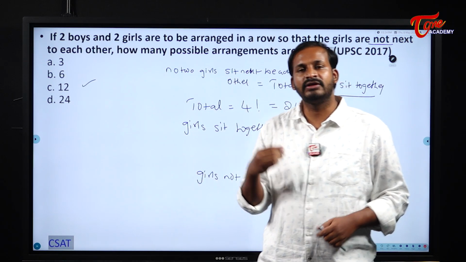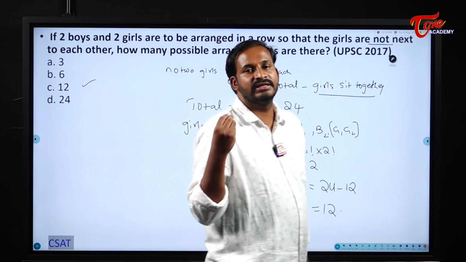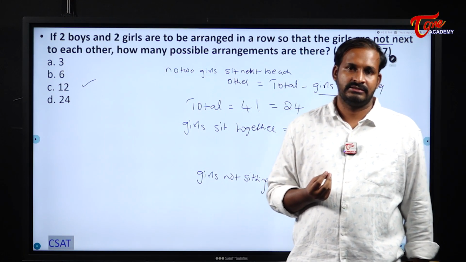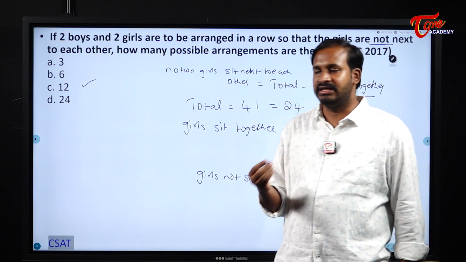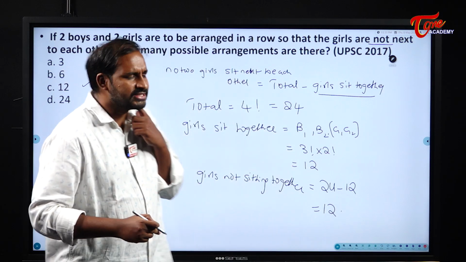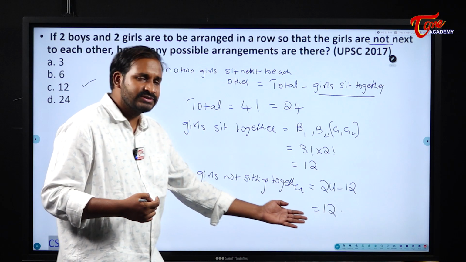Even though it looks like a seating arrangement, we will arrange this one with the help of permutations. Then it will be easy for us, and we will get the answer very easily. Else, what you should do is write all the chances and count. See, the answer which we got is 12.